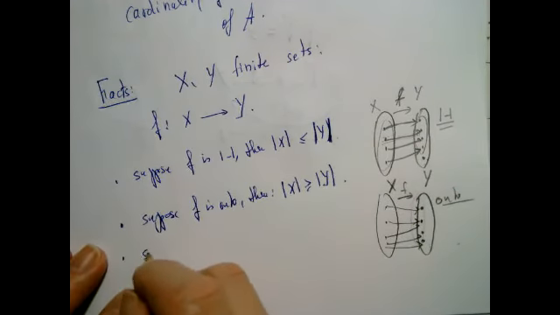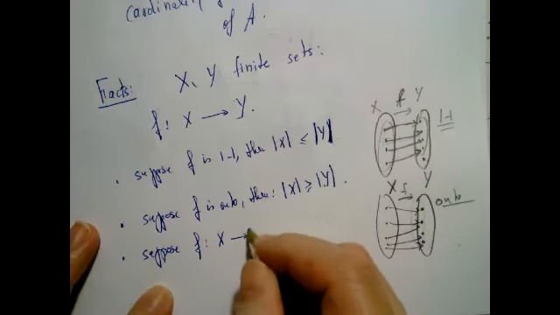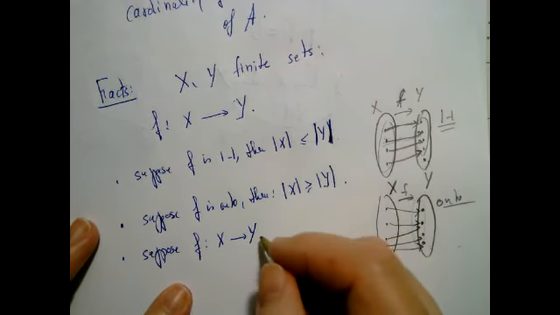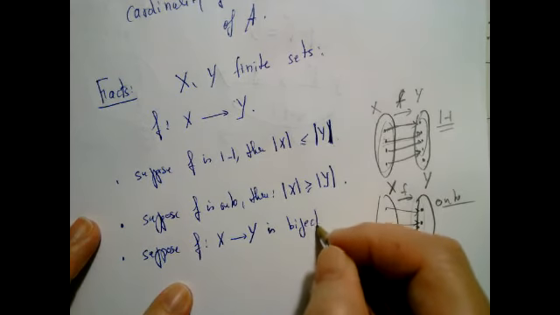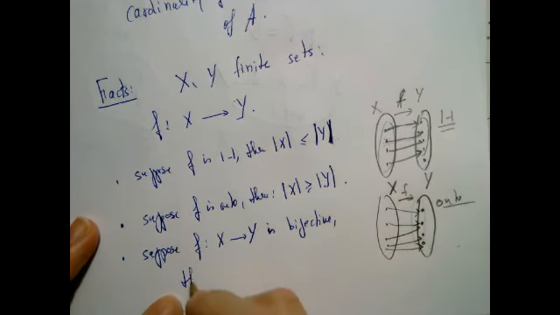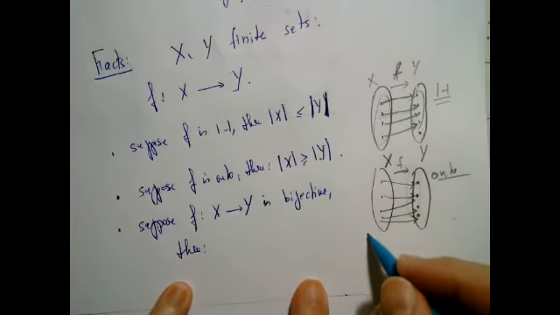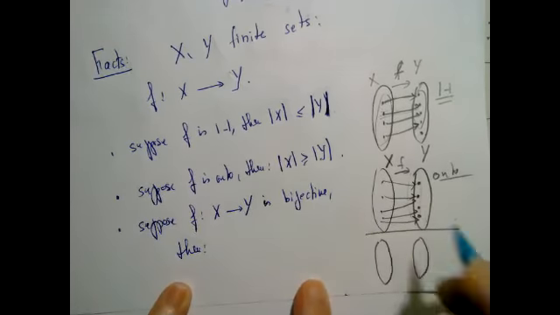Now, suppose f is a bijection. Again, I'm working with finite sets. All my arguments don't work if I don't have finite sets. Suppose f is a function from X to Y. Suppose f is bijective. Then what can we say about the cardinalities of X and Y? Bijective, the picture is this: one-to-one and onto. So they're equal.